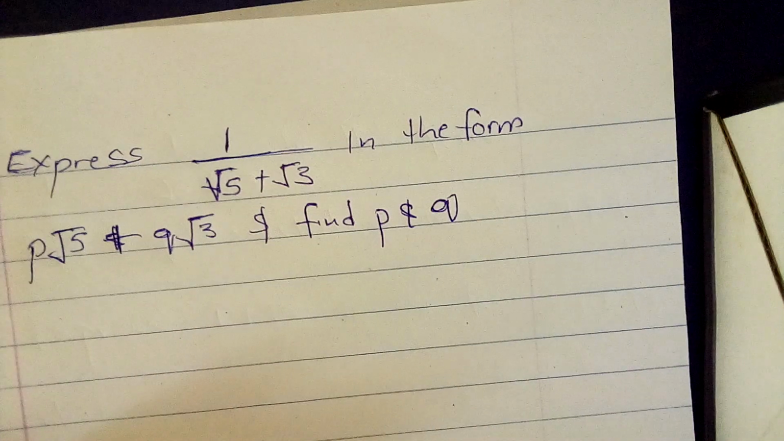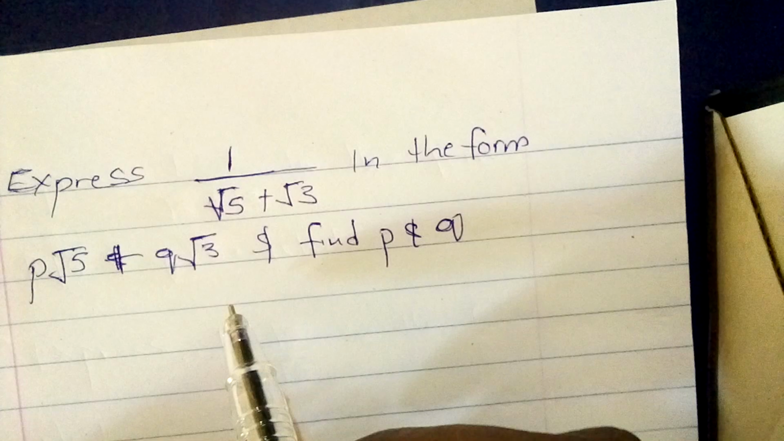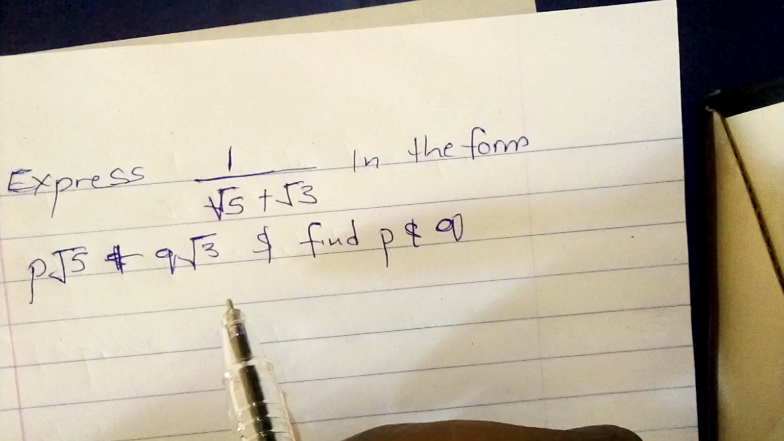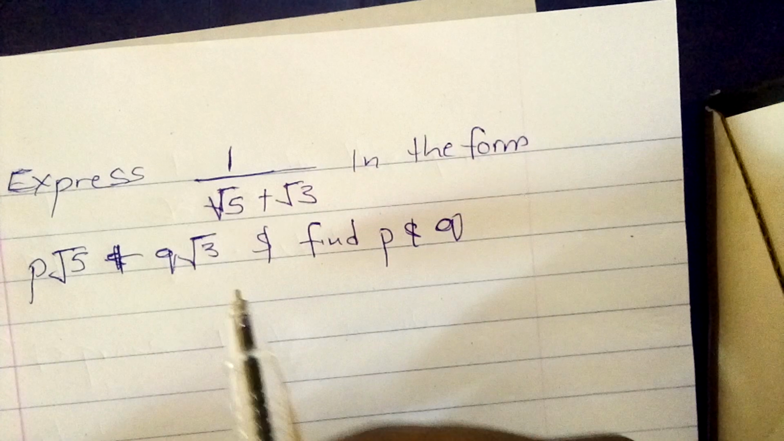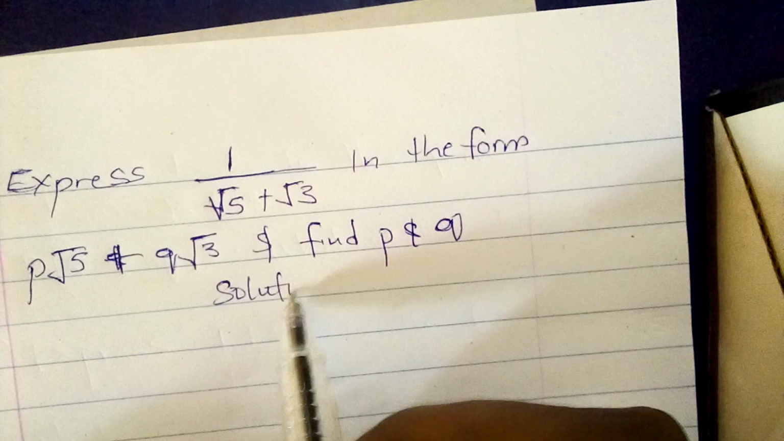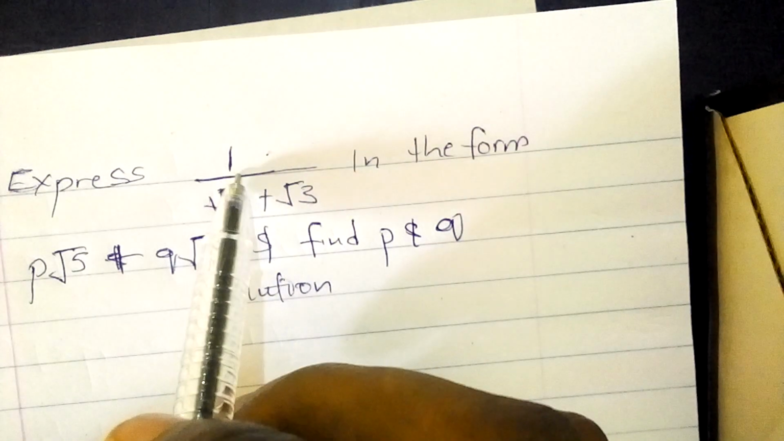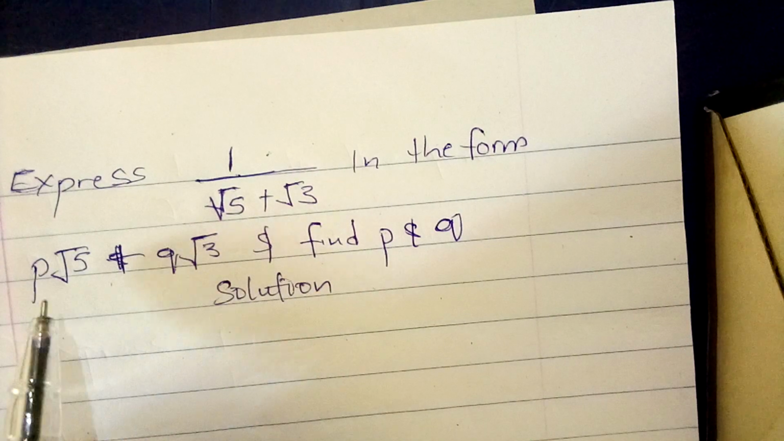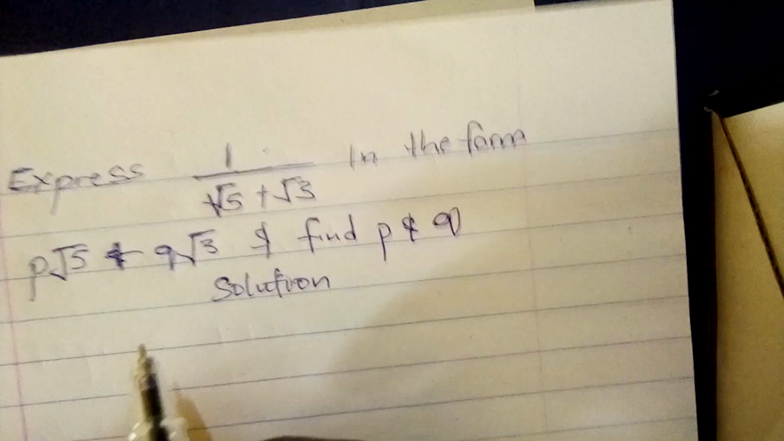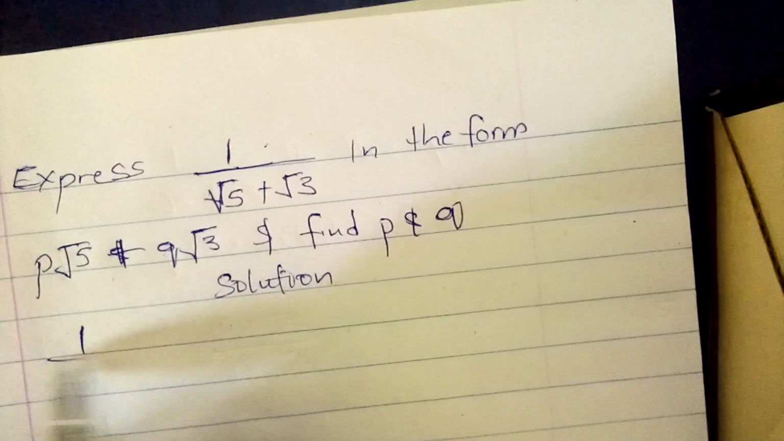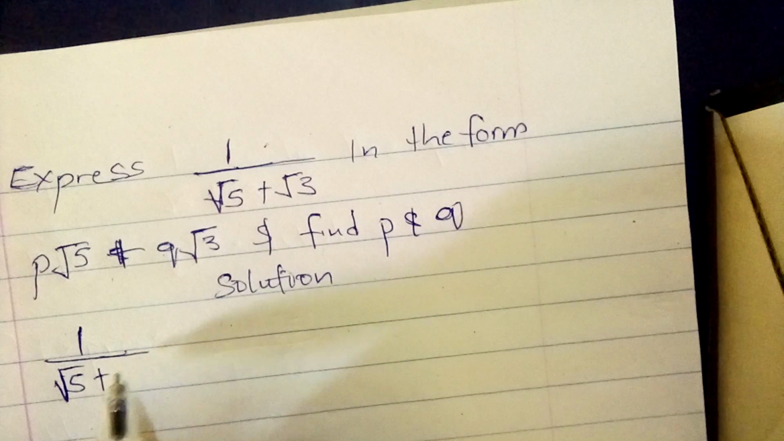So for us to solve this, I want us to look very well here and see how I'll be able to do it. We are going to apply the way we have been using in rationalizing surds in order for us to get the values of p and q. So we have a solution. Remember, this is what they say we should express it in, and it's only when you have expressed it in this form that you can get the value of your p and the value of your q. So now we have 1 over root 5 plus root 3.